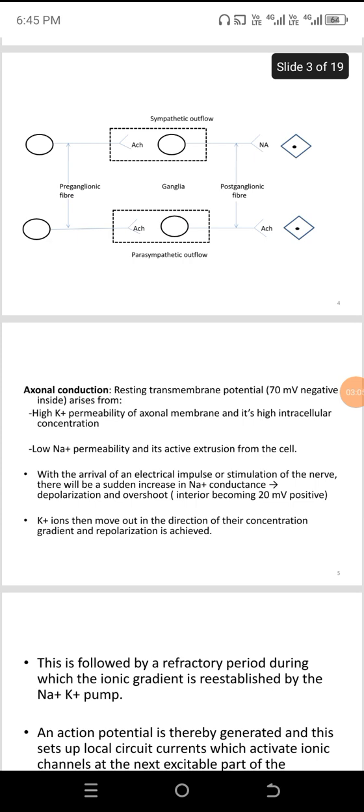Axonal conduction. First, what is conduction? Conduction refers to the passage of an impulse along an axon or muscle fiber. We remember that the normal resting membrane potential is minus 70 millivolts, negative inside relative to the exterior. So, at rest, the sodium concentration is high in the extracellular space and low in intracellular fluid, whereas the potassium ion concentration is about 40 times higher in intracellular fluid relative to the extracellular fluid. So there is an ionic gradient, and this ionic gradient is maintained by the sodium potassium ATPase.